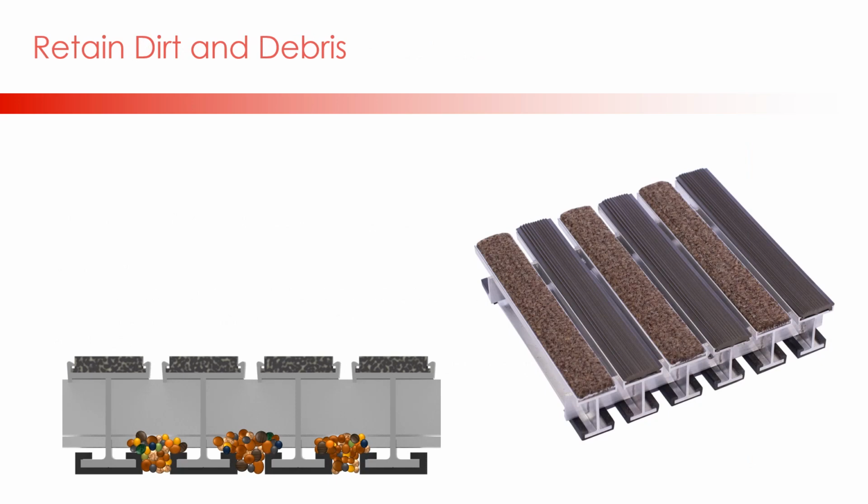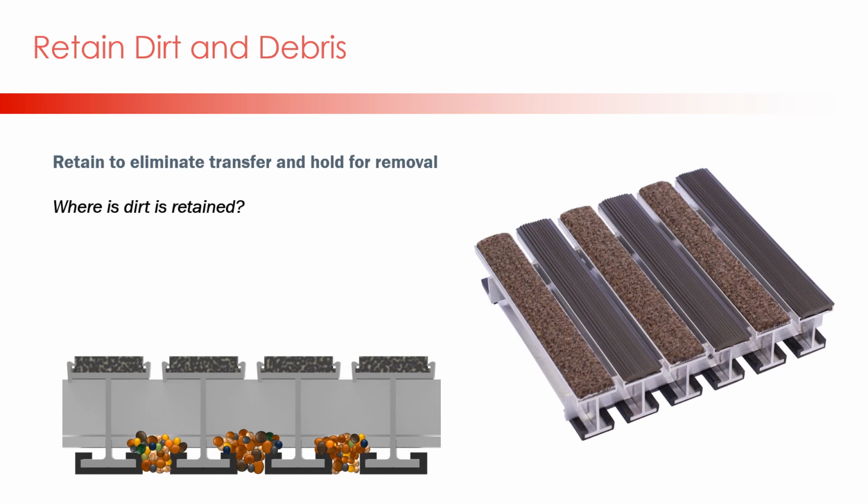Once the pollutants are removed, they need to be retained in a system to prevent transfer and stored for cleaning. This is a very important component and one that differentiates entrance flooring from a basic throw mat. Retaining the materials ensures it is not transferred from person to person. Debris is retained within the mat's rails or within the carpet itself.